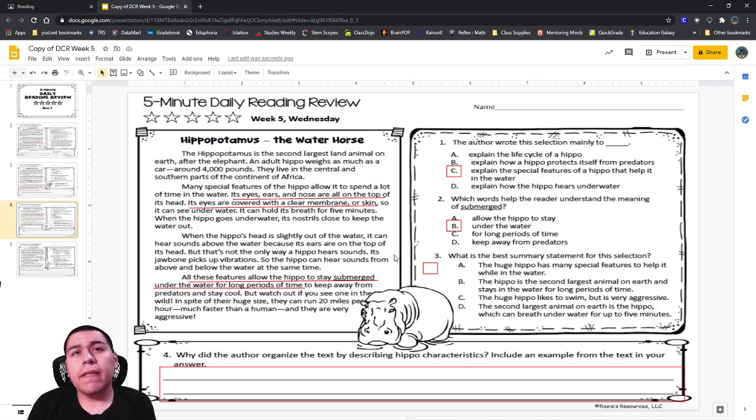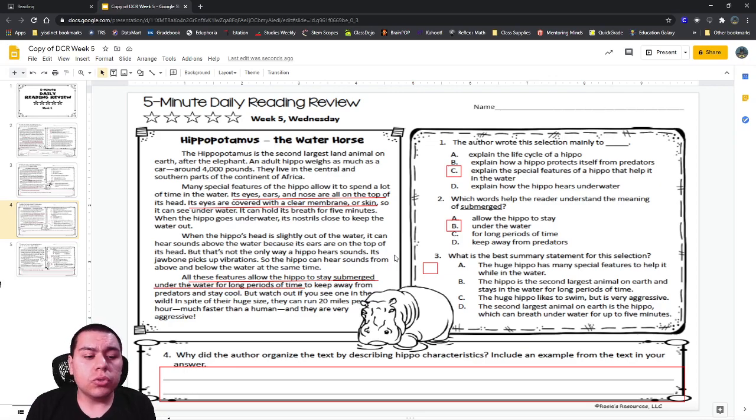We have A. The huge hippo has many special features to help it while in the water. B. The hippo is the second largest animal on Earth and stays in the water for long periods of time. C. The huge hippo likes to swim but is very aggressive. D. The second largest animal on Earth is the hippo, which can breathe underwater for up to 5 minutes.